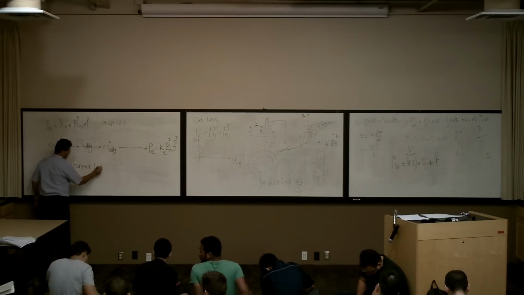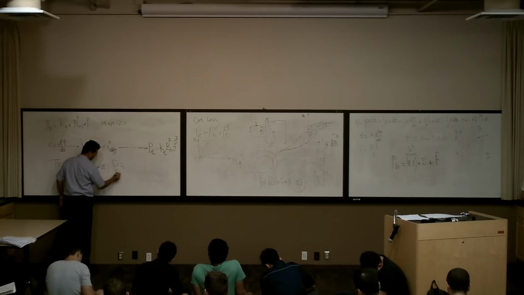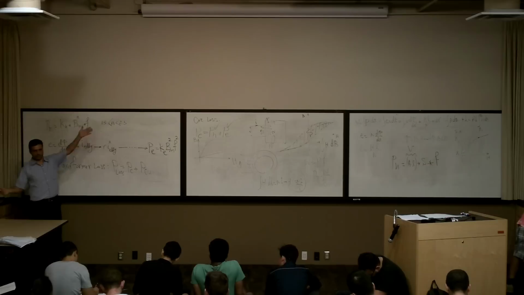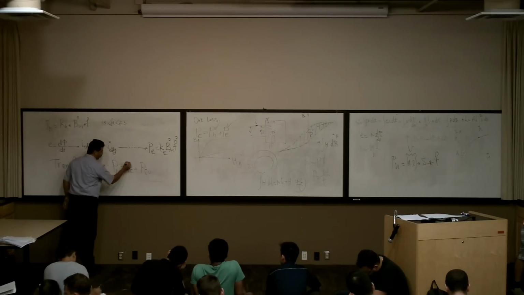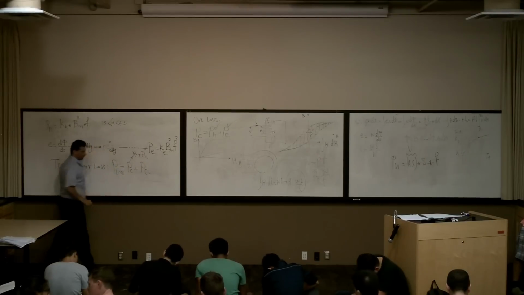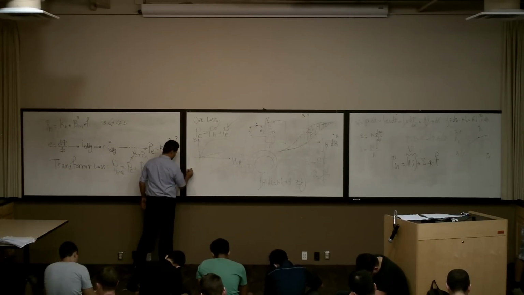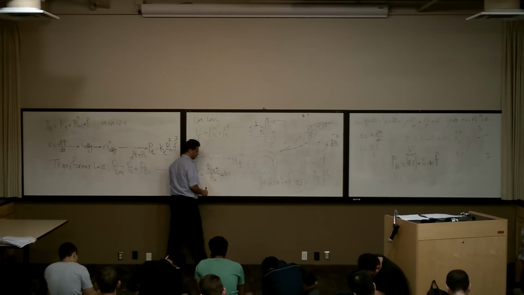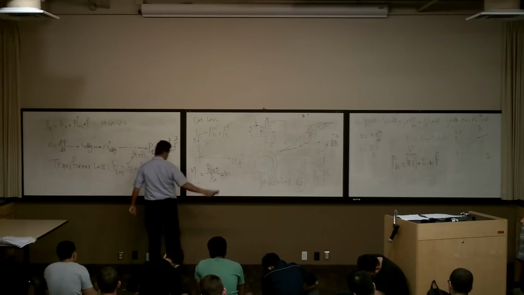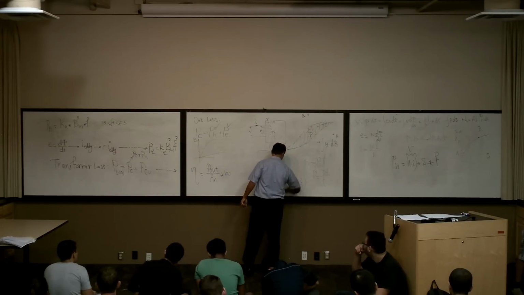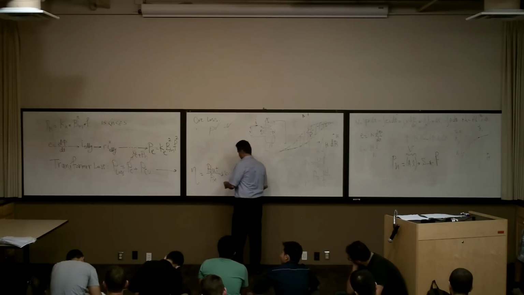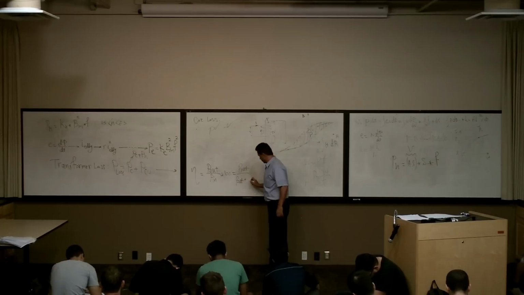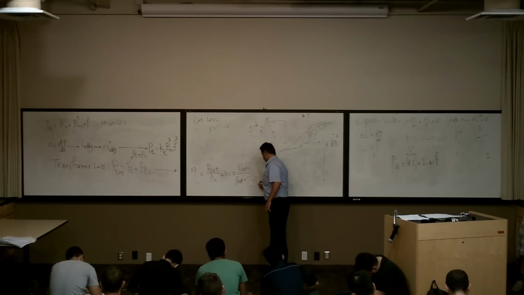Transformer loss. P copper is clear, right? I squared R, whatever current I have, to the power of 2 times R. And P core is the core loss. How much is the efficiency? P out over P in times 100. Or we can say P out over P out plus P loss. P loss is the P core plus P copper.